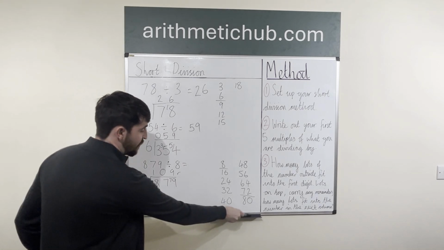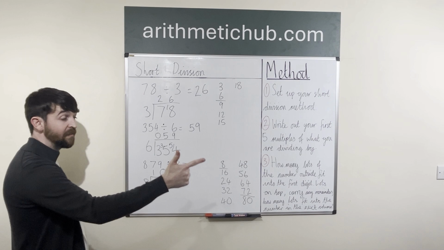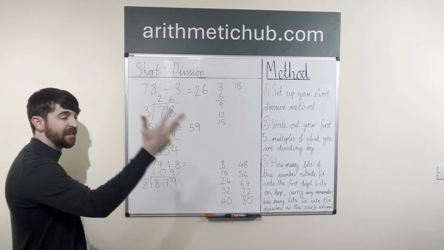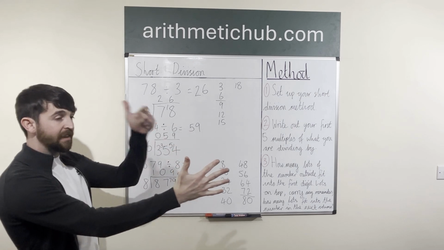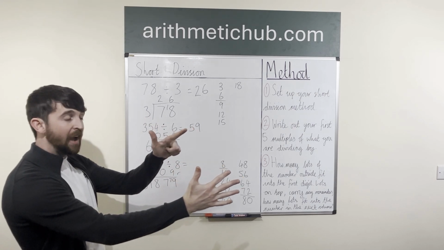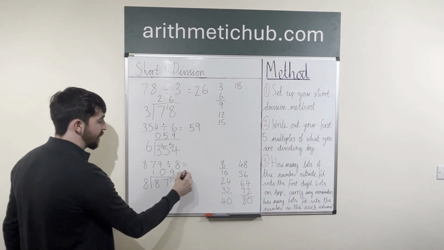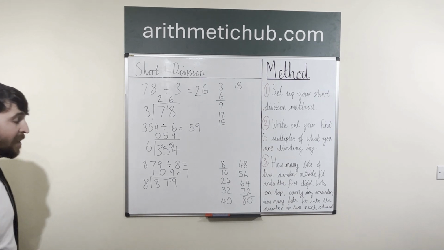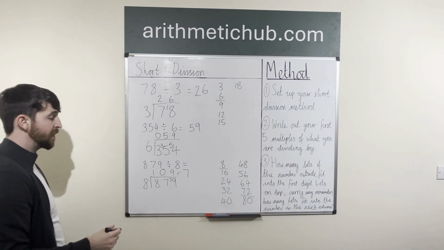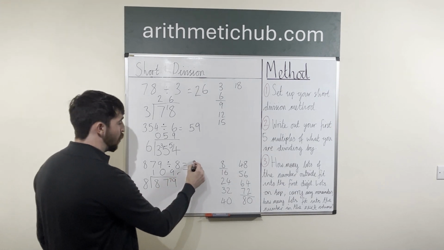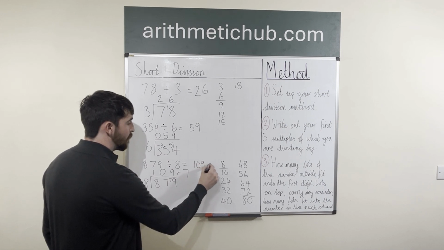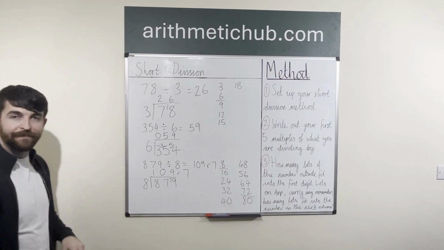So I've got 72, 73, 74, 75, 76, 77, 78, 79. So I've added 7 more on. So my remainder is going to be 7. So the answer to 879 divided by 8 is going to be 109, remainder 7.